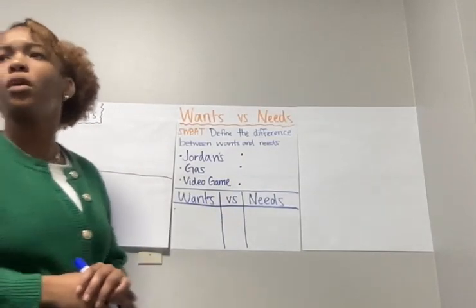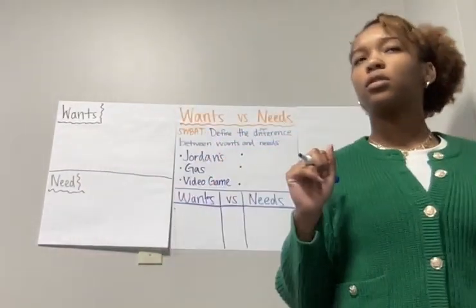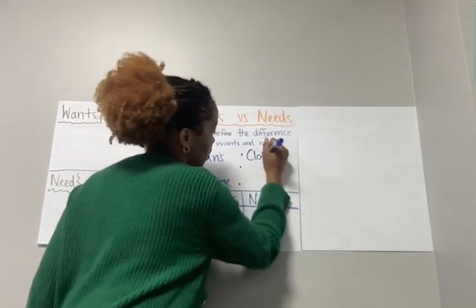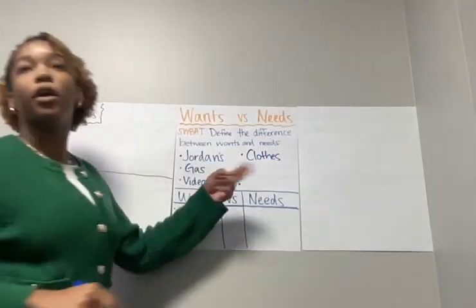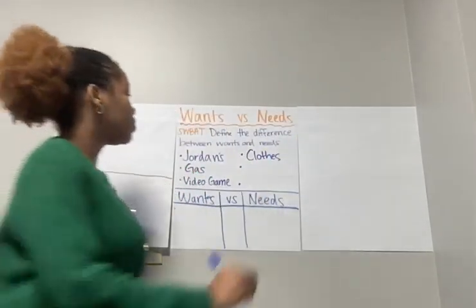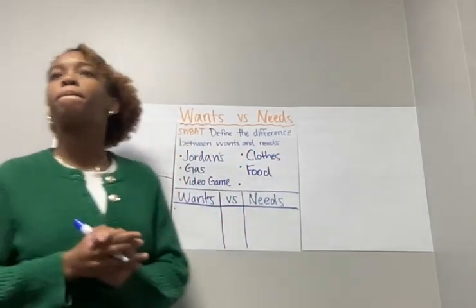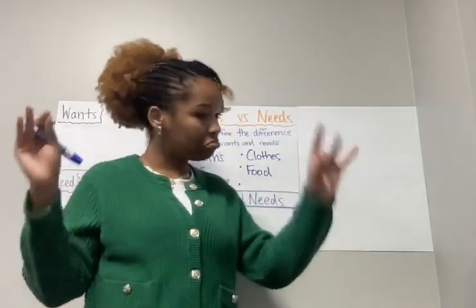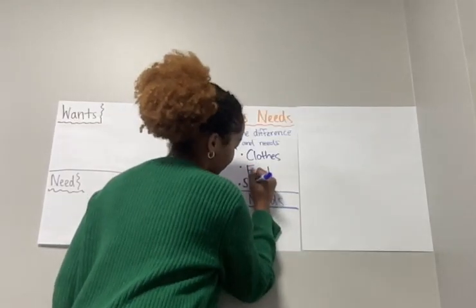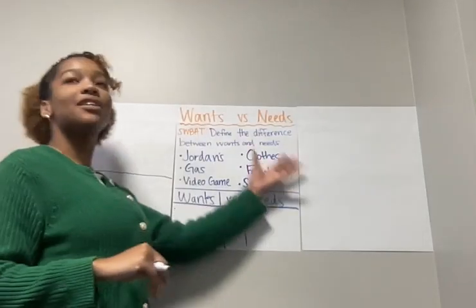Okay. I want somebody from this area. Clothes. Yes, clothes. All right, you guys. Two more. Food. Awesome. And one more. Save it. What the kids say? Yes. So, we have a list of things here.